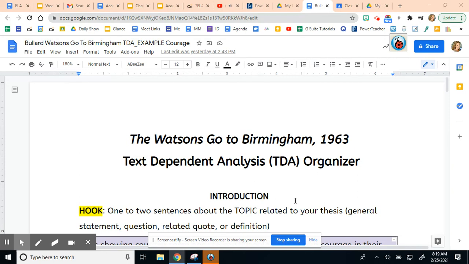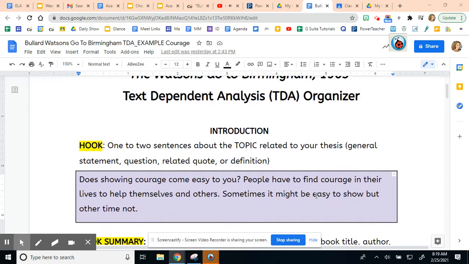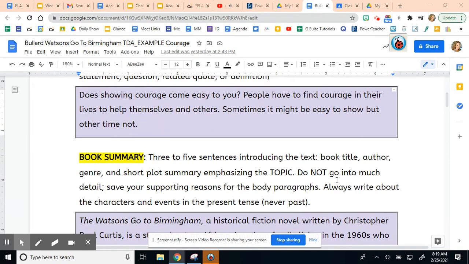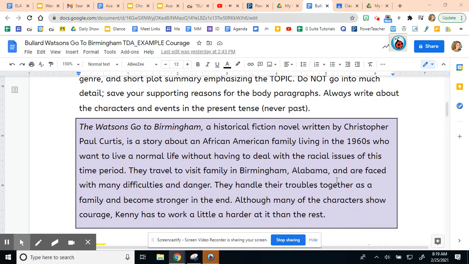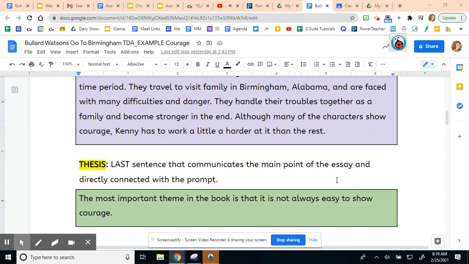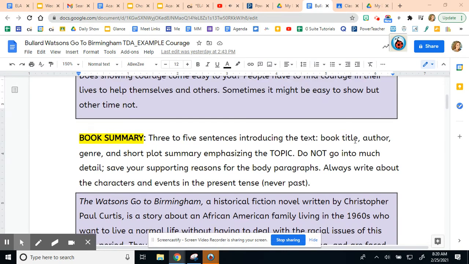Okay, so the introduction is broken down into the hook. It's highlighted in yellow. After the hook comes the book summary. And after the book summary, the very last sentence we call the thesis sentence. And that's a really important sentence. So I'm just going to take it one step at a time. We're just going to start with the hook.